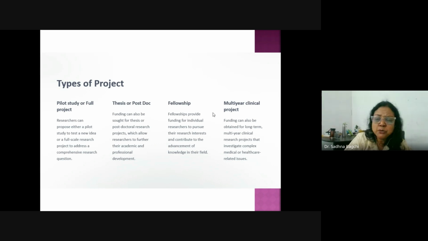Then fellowship. A fellowship basically provides funding for individual researchers to pursue their research interests and contribute to the advancement of knowledge. And multi-year funding can also be obtained for long-term multi-year clinical research. It basically investigates complex medical or healthcare-related issues, like COVID vaccines, and much research is taking place in the field of medicine and clinics. That is this type of project.